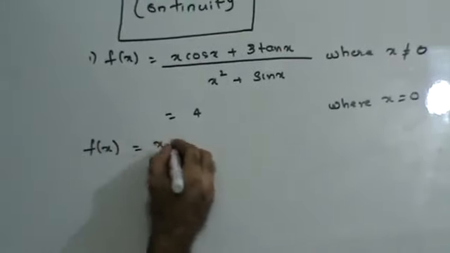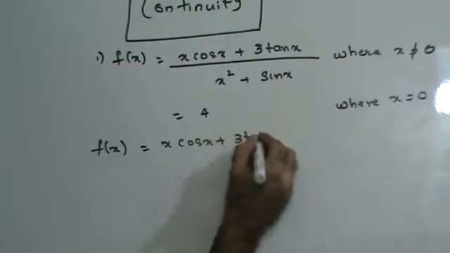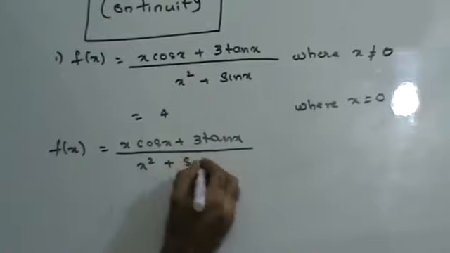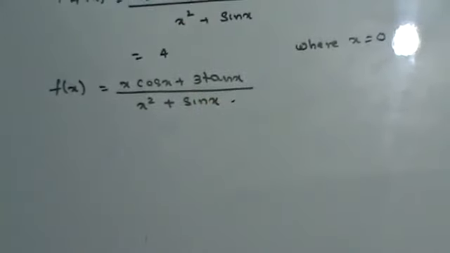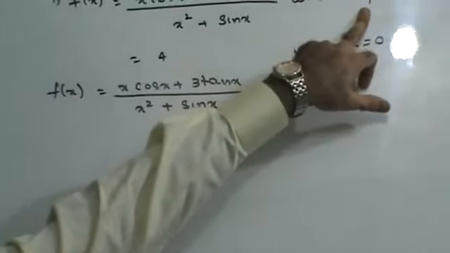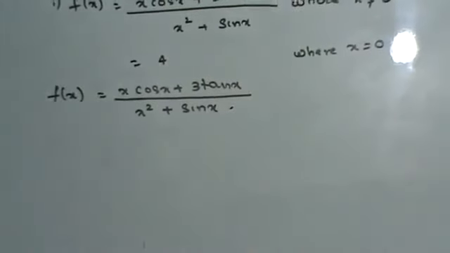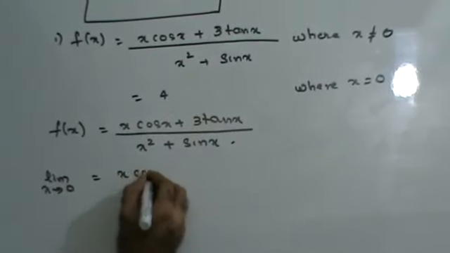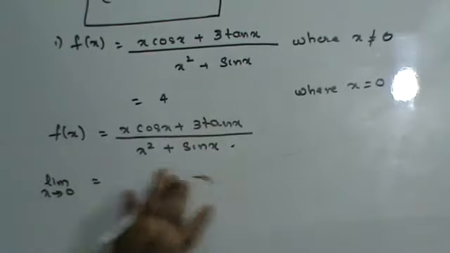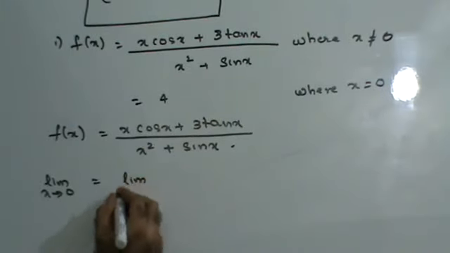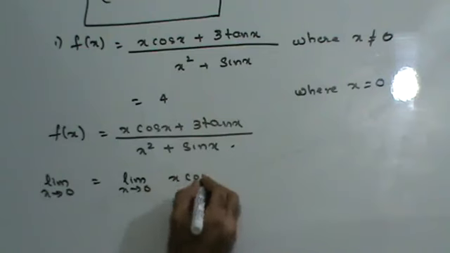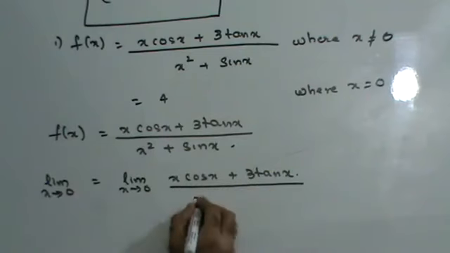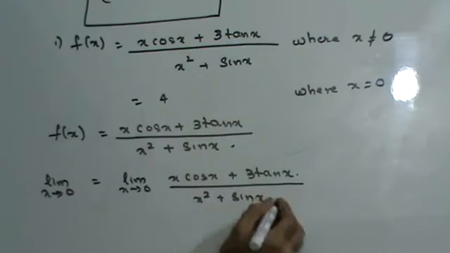They give you f of x is x cos x plus 3 tan x upon x square plus sin x. Multiply both sides by limit of x tends to whatever it is given to you. X is not equal to 0, so you will multiply both sides by limit of x tends to 0. Limit of x tends to 0 both the sides: x cos x plus 3 tan x upon x square plus sin x.